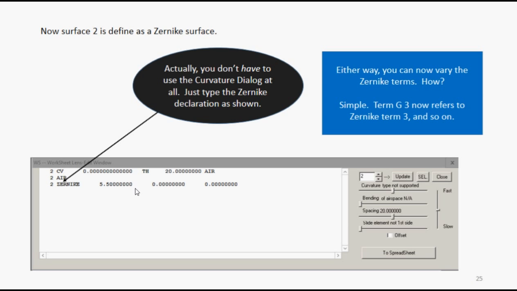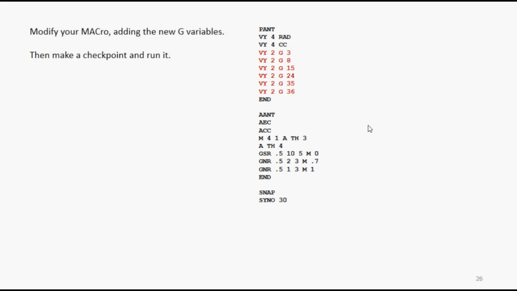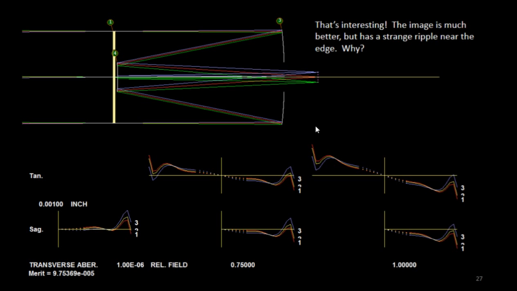Either way, now you can vary the Zernike terms. But how do you do that? Well, simple. Term G3 now refers to Zernike term 3, and so on. So modify your macro, adding new G variables, 3, 8, 15, and so on. Then make a checkpoint and run it.